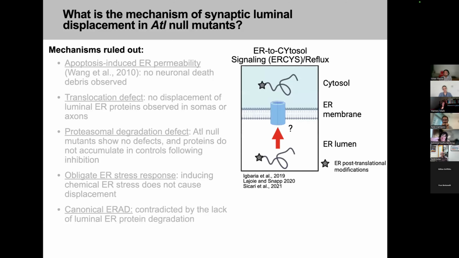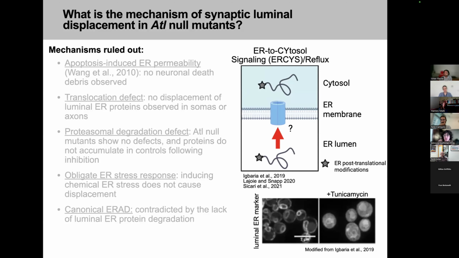So what I think is happening maybe is there's this type of ER stress that was described by the Papa group called ER to cytosol signaling, ERSIS, or reflux, where luminal proteins through an unknown mechanism get targeted to the cytosol, but these proteins actually retain their function. They're functional proteins that can have new functions in the cytosol. And this was first described in yeast. On the left, I'm showing a yeast cell expressing an ER marker, and following tunicamycin treatment, the marker gets redistributed to the cytosol, which is very similar to what I described to you here.